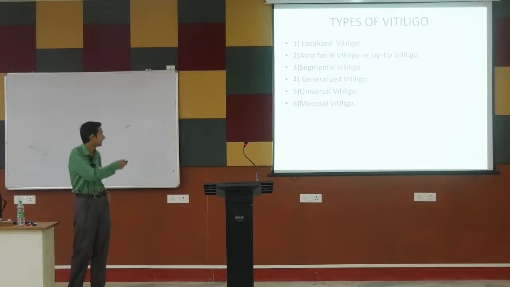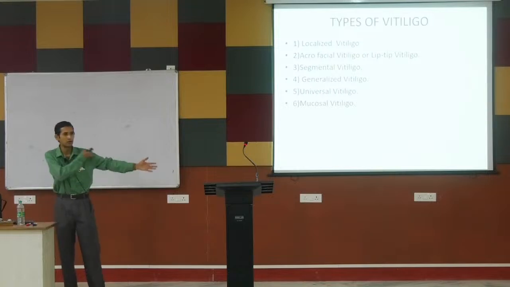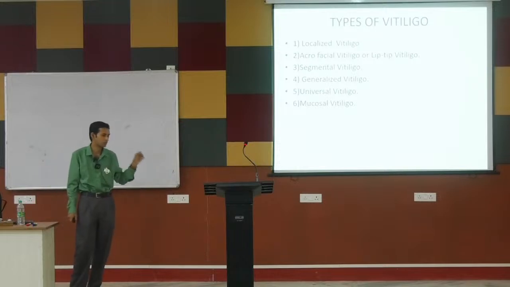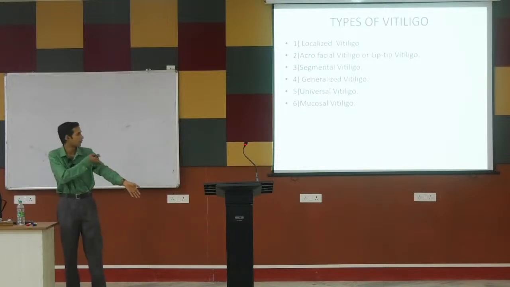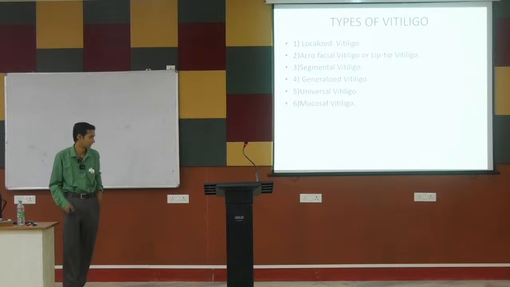The third one is segmental vitiligo. Segmental vitiligo is present over a particular dermatomal segment. It usually doesn't cross the midline. Segmental vitiligo is most commonly found in children: 20% of cases are found in children and only 5% in adults. The most important thing is that it usually follows the dermatome, usually doesn't cross the midline, and is more commonly found in children.